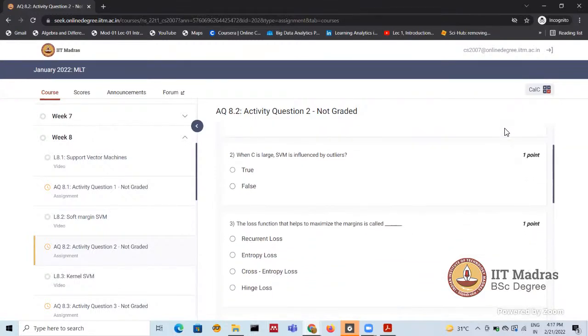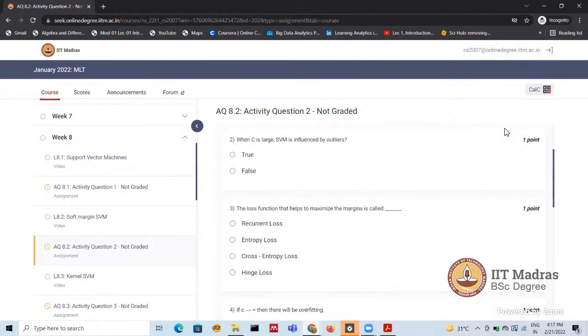Next thing, when C is large, SVM is influenced by outliers. True. And why is it true? Because it will try to overfit the data, so in that case, it will try to fit the outliers as well. When C is large, the regularization is very less, and because of less regularization, there is overfitting. Overfitting is like, the moment you have new outliers or new data points, it will try to fit into that. And that's why it is influenced by outliers.